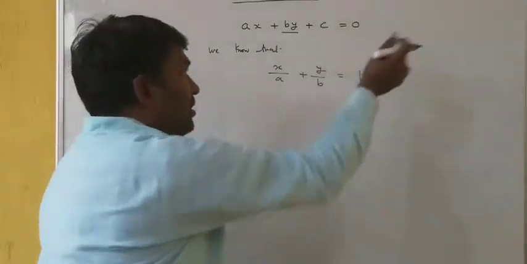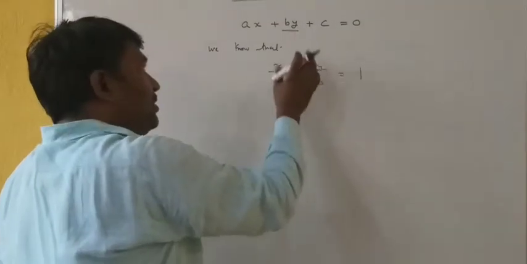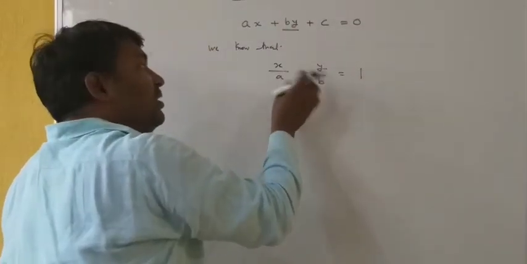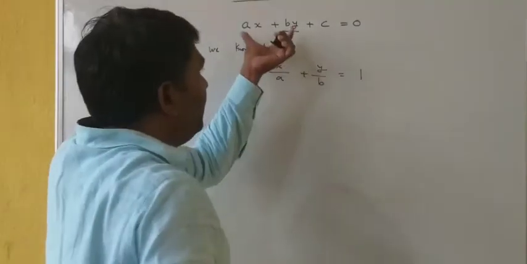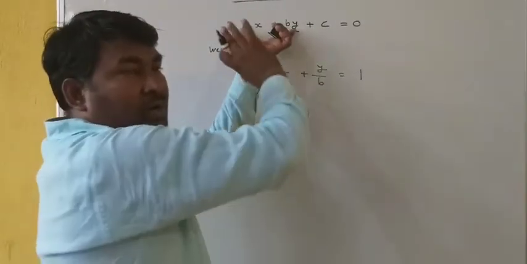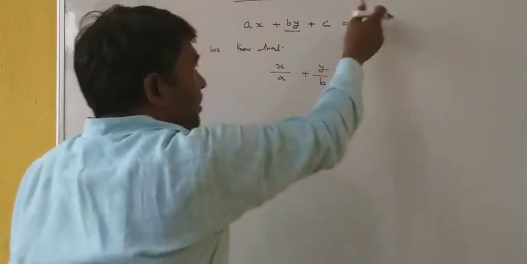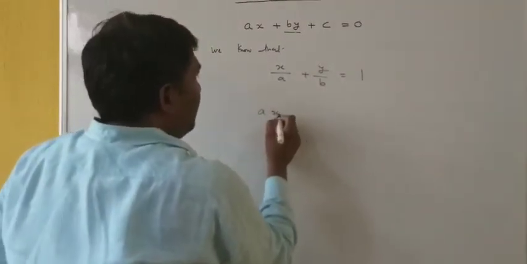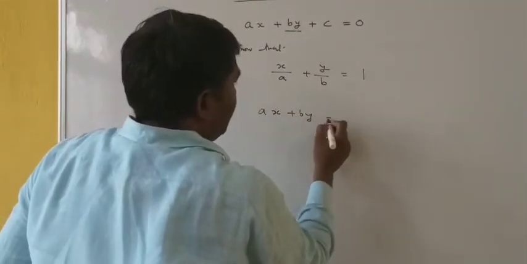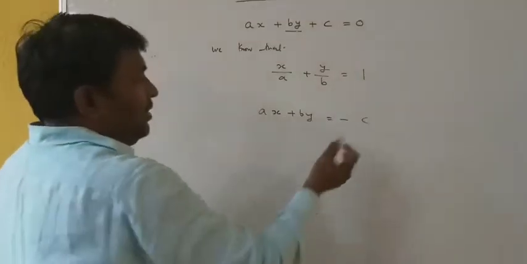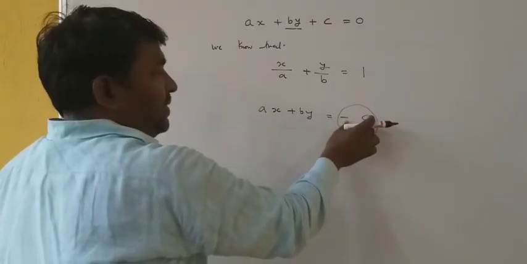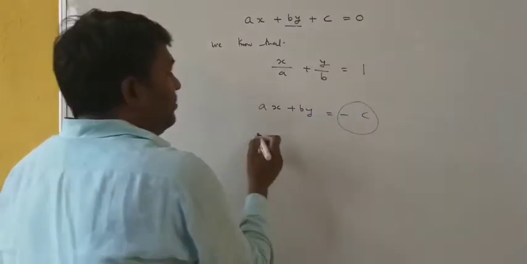Already we have seen this. So if you want to reduce the given equation to this form, just see. First of all, except x and y, the constant term must be transposed to the right hand side. So ax plus by is equal to minus c, and thereafter divide all terms by whatever is on the right hand side.